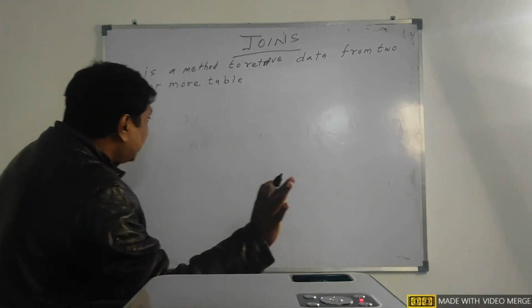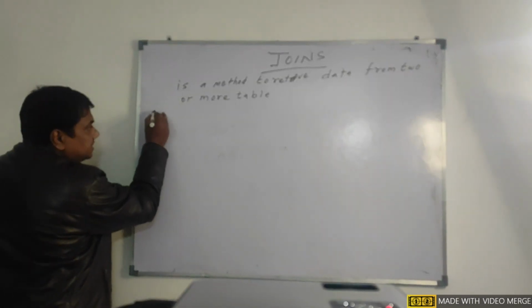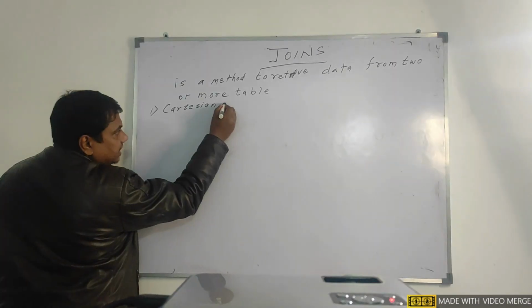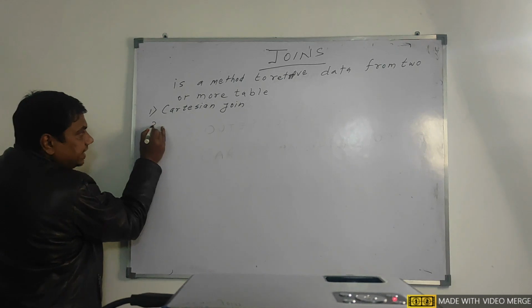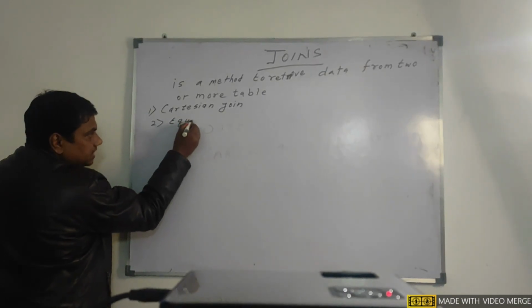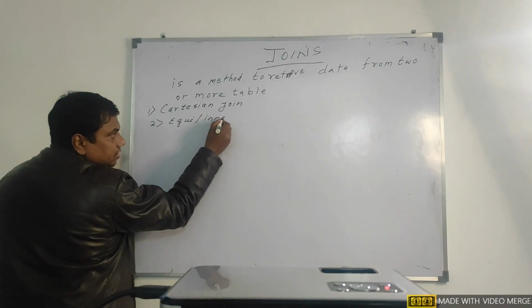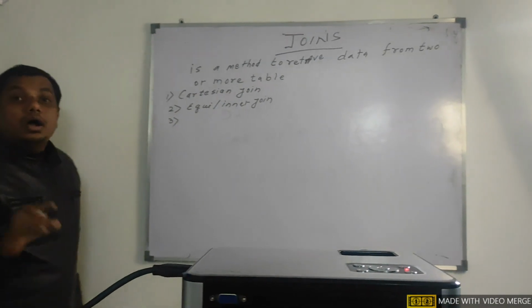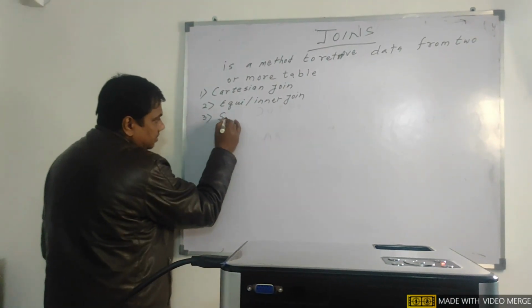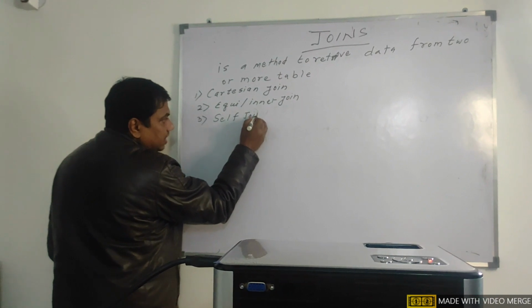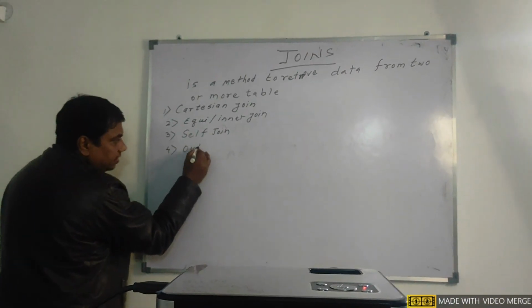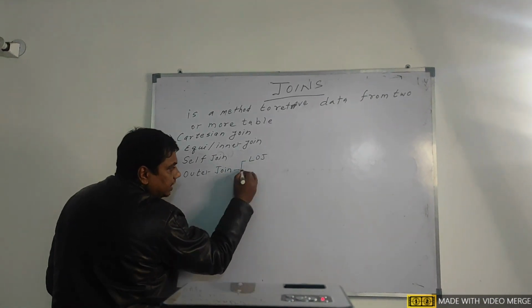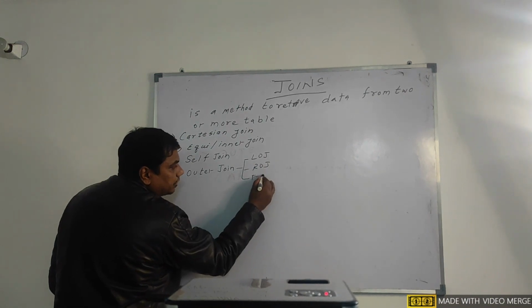Joins. Now joins are of 4 types. First is the Cartesian join. Next is the equi-join, also called inner join. Next is the self join. Last is the outer join. Now this outer join is divided into 3 types: left outer join, right outer join, and full outer join.